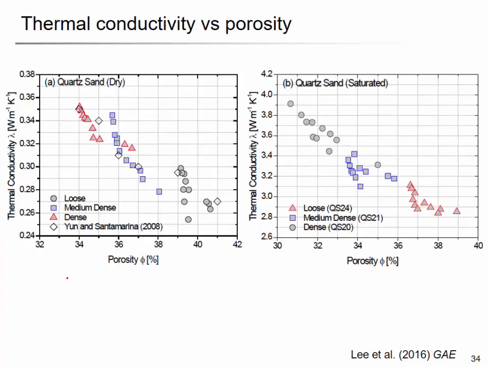And this is the result with the porosity change. As you have denser packing, you have a higher coordination number. So one particle will touch more neighboring particles, so that you have more paths to conduct the heat. So thermal conductivity increases as the porosity decreases. Right? That's for the saturated sand.